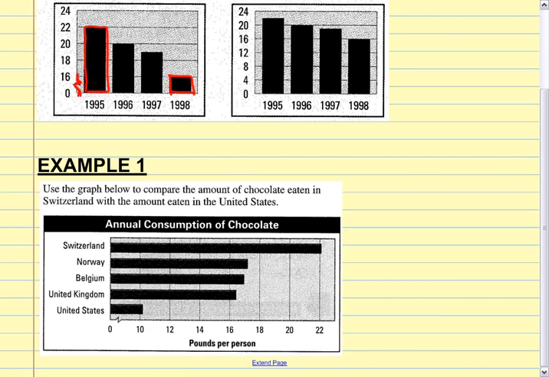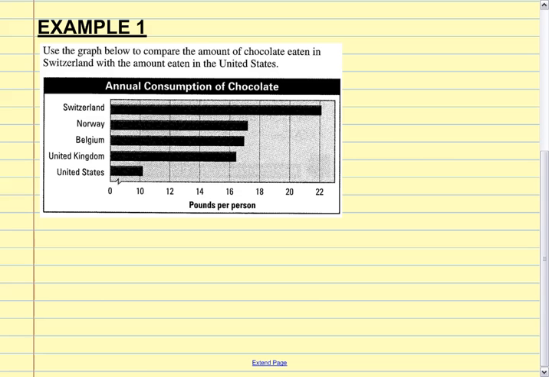Okay? Now if we go down here for example number 1, they're going to ask us to look at this. It says, use the graph below to compare the amount of chocolate eaten in Switzerland with the amount eaten in the United States. Well, if I look at the graph, forget about the sizes for a moment. Let's just look at numbers. Switzerland ate about 22, it doesn't say, pounds per person. 22 pounds per person of chocolate. The United States, I don't know, a little more than 10. We'll say 10.25. How about that? Okay, that's the U.S. Now, that makes Switzerland about twice as much as the United States.